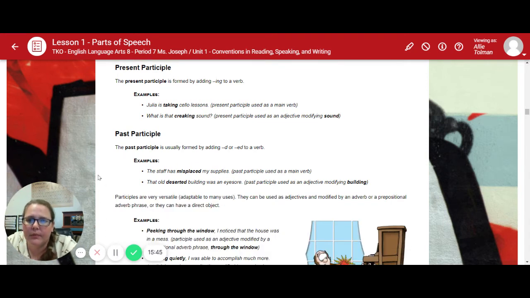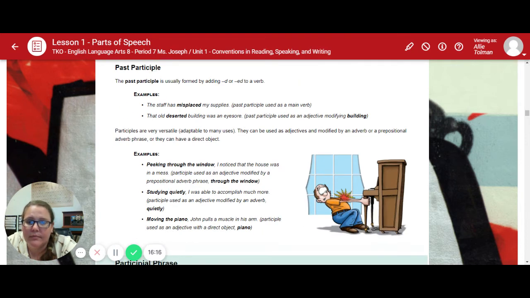Present participle. The present participle is formed by adding ing to a verb. Our examples: Julia is taking cello lessons. And what is that creaking sound? Now we move to past participle. The past participle is usually formed by adding d or ed to a verb. The staff has misplaced my supplies. That old deserted building was an eyesore.